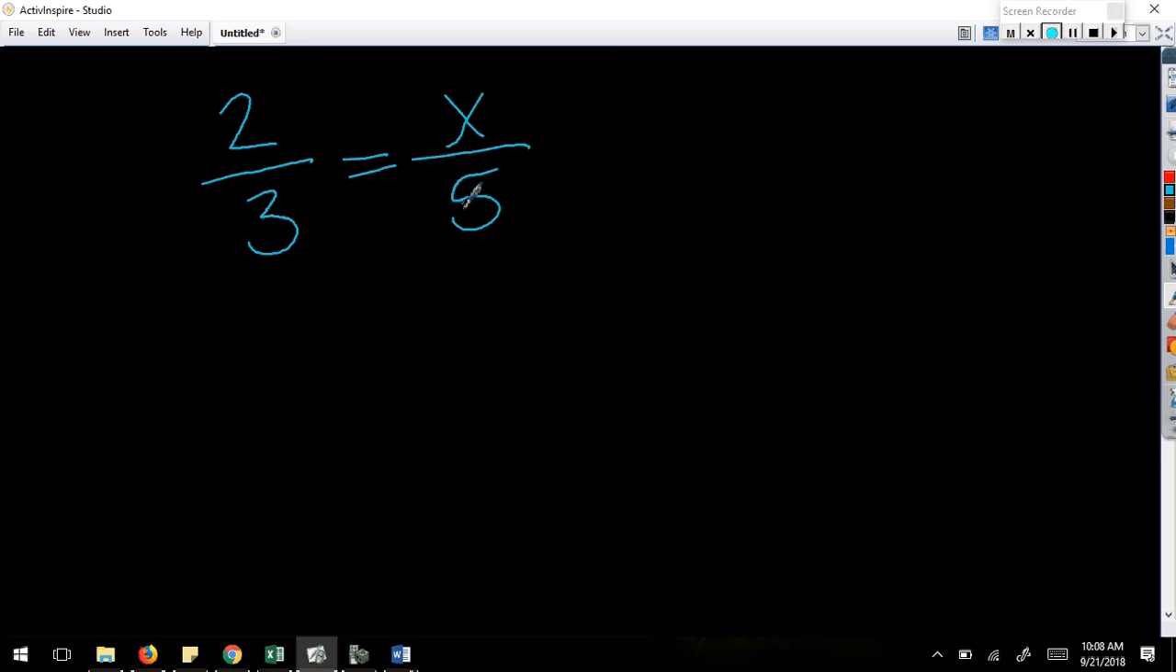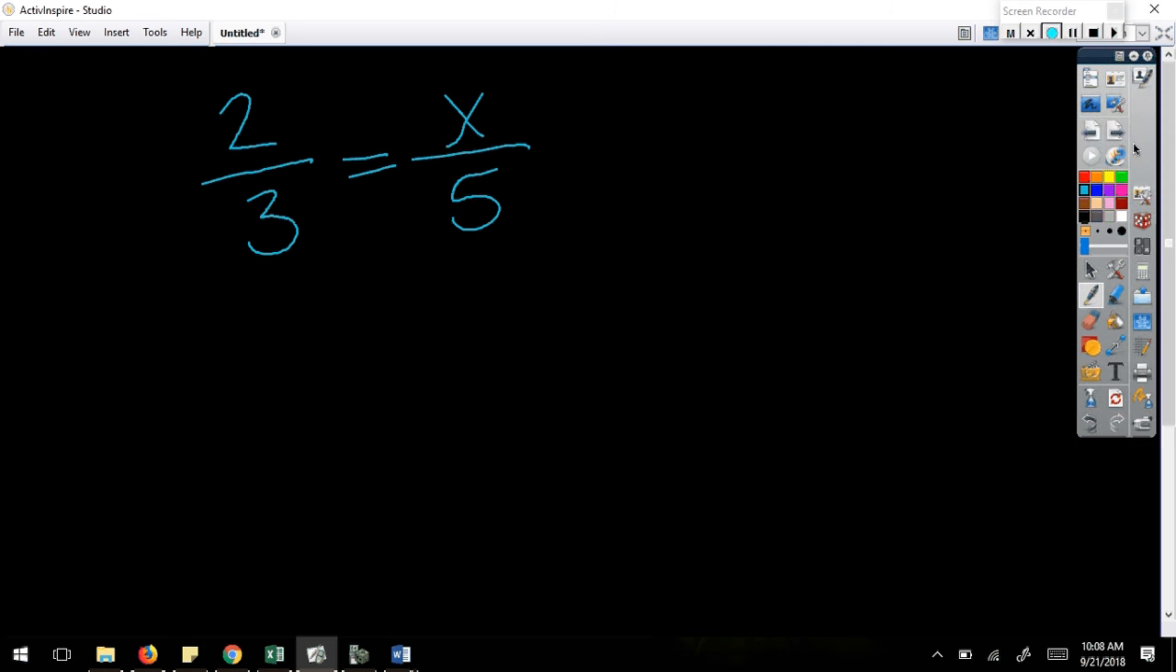Are we cross multiplying? Yes. Wait, what did you have in the test? Ratios and proportions. No, like you said proportions, something. Hold on.